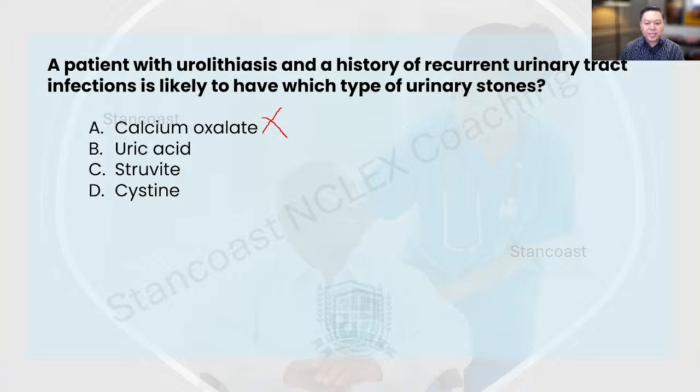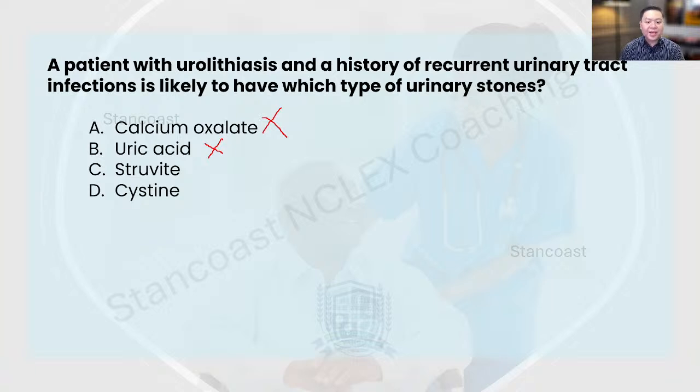What about letter B? Letter B, uric acid. The uric acid stones, as a review, are going to develop in individuals with gout, not with urinary tract infections. Again, this is a distractor. Eliminate the uric acid.